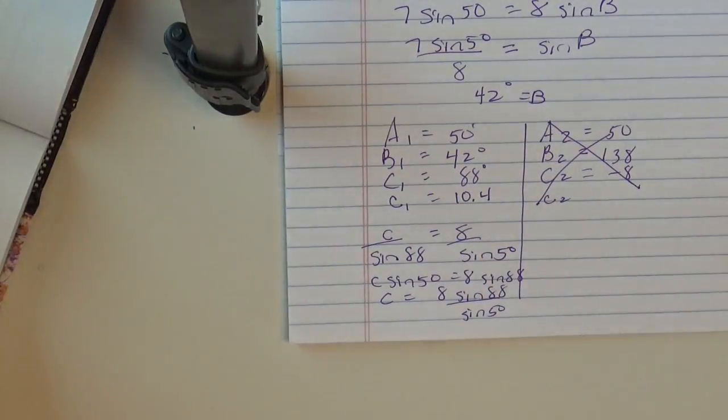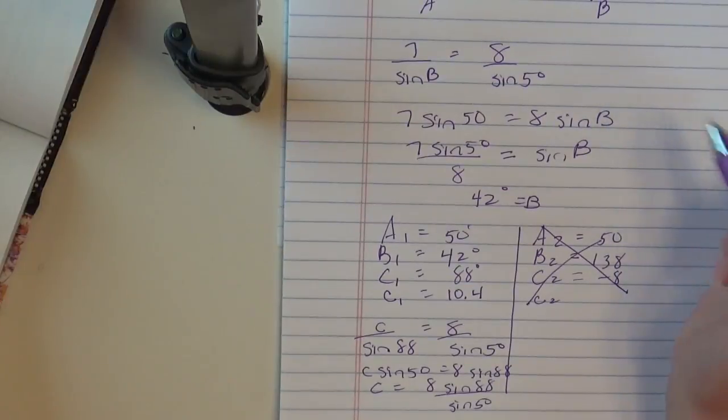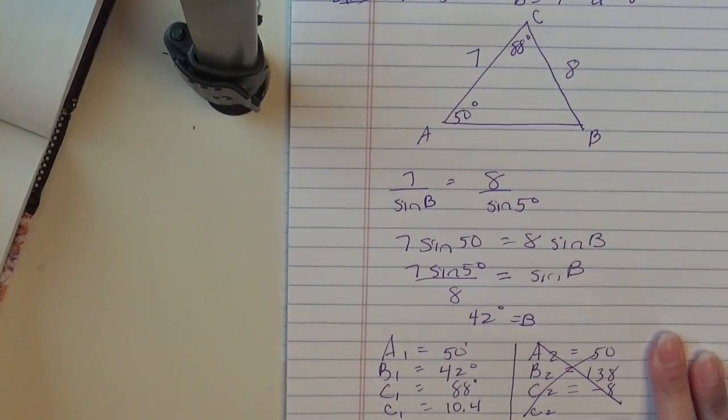Okay, so those are the steps that you can go through for solving these side-side-angle triangles. This is the ambiguous case, so we will be working on these some more together in class.